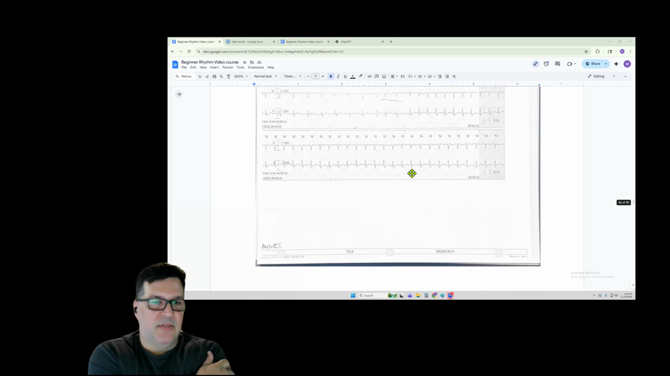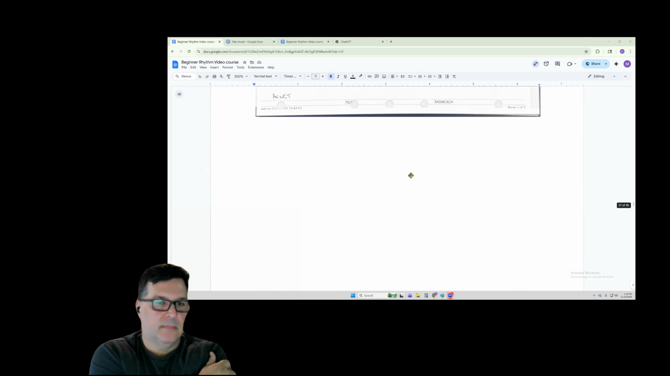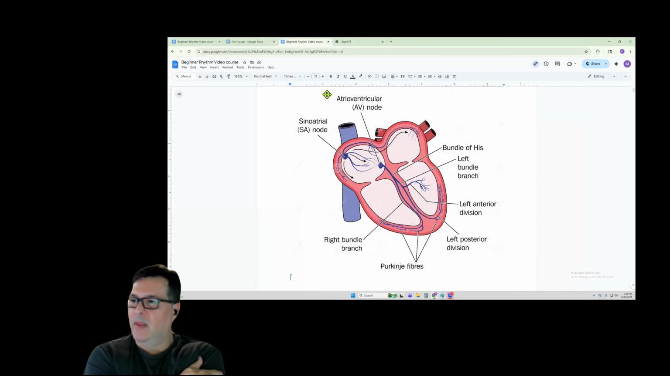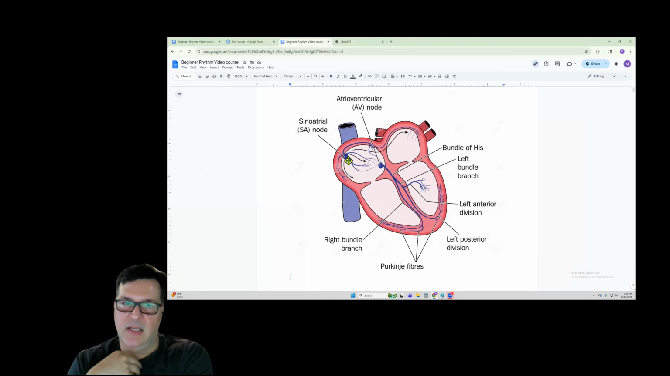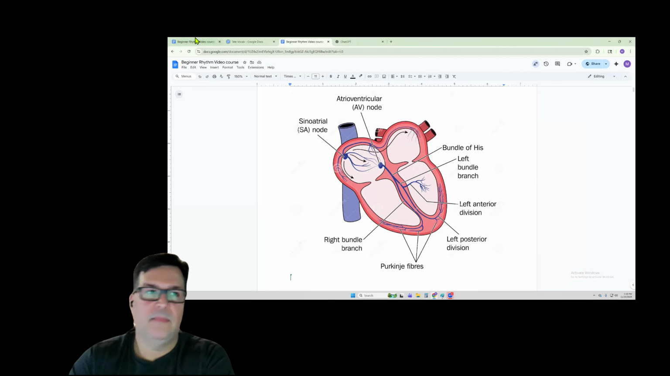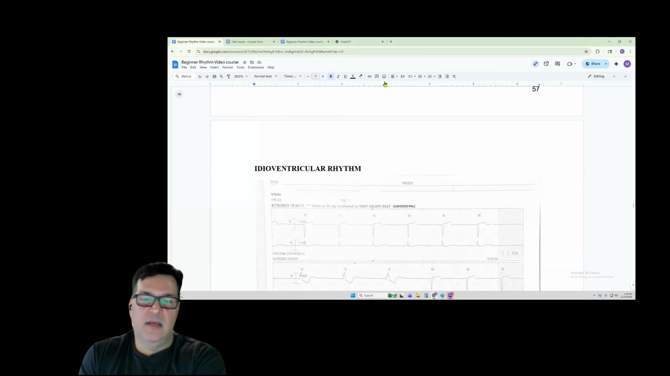All right, SVTs. Supraventricular tachycardia. That's what SVT stands for. Supra means above the ventricle. So what it's saying is there's a sudden onset of narrow QRS tachycardia.